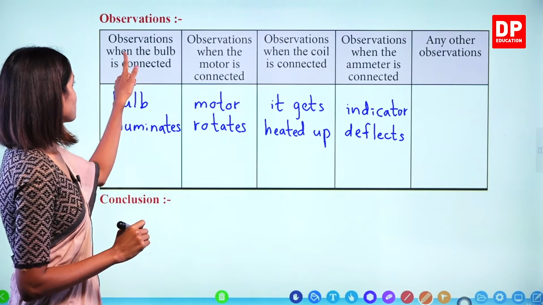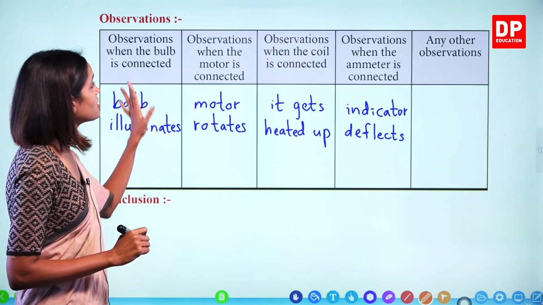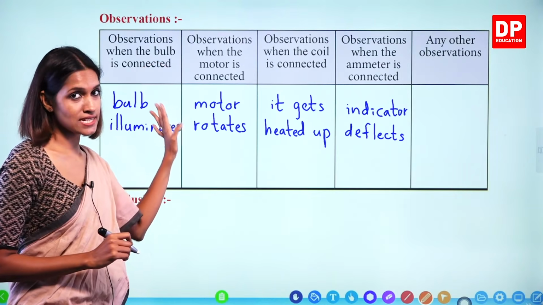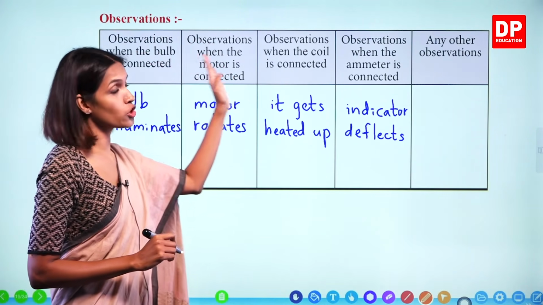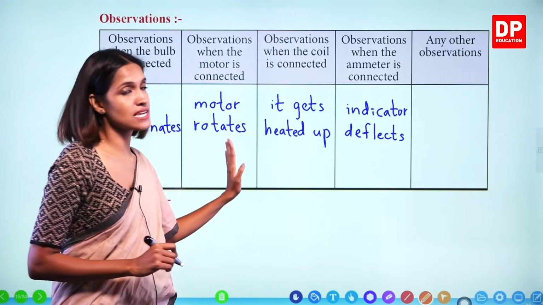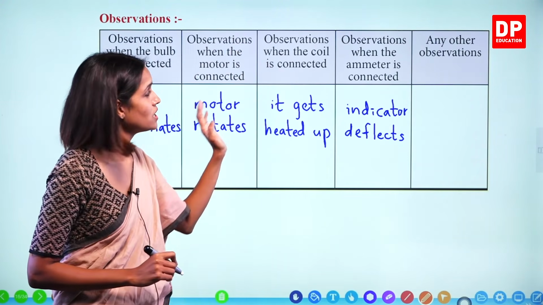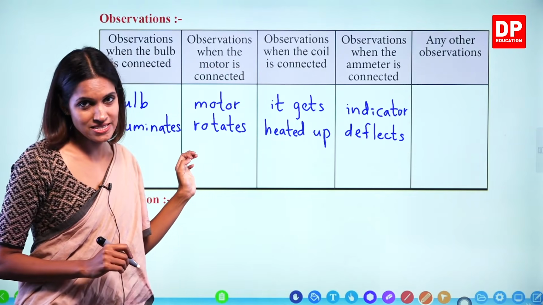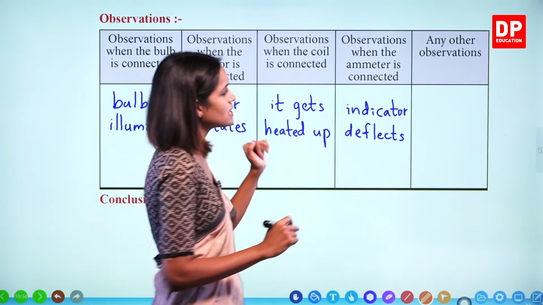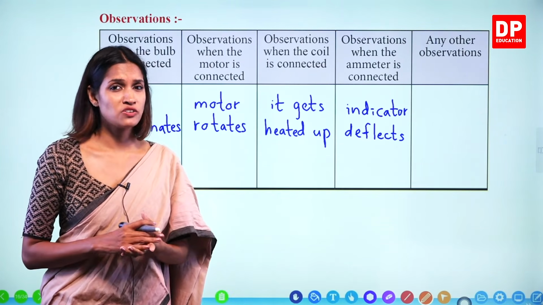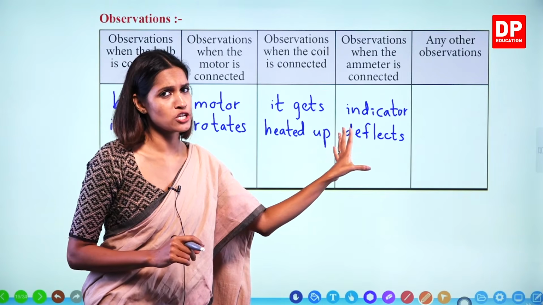Right? Observations when the bulb is connected, the bulb illuminates. Observations when the motor is connected, motor rotates. Observations when the coil is connected, it gets heated up. And observations when the ammeter is connected, indicator deflects. And what are the other observations? You all saw that gas bubbles are formed, right? Gas bubbles formed.